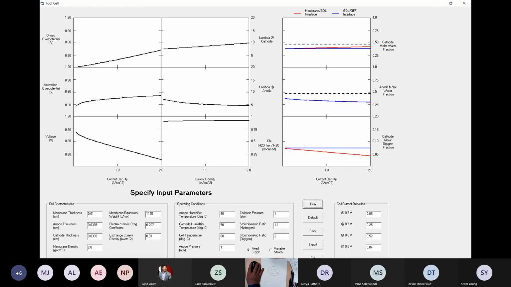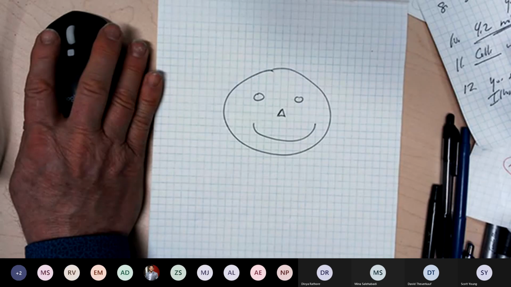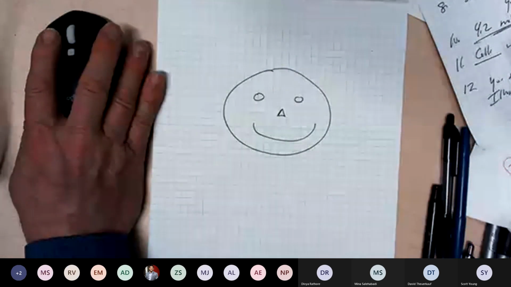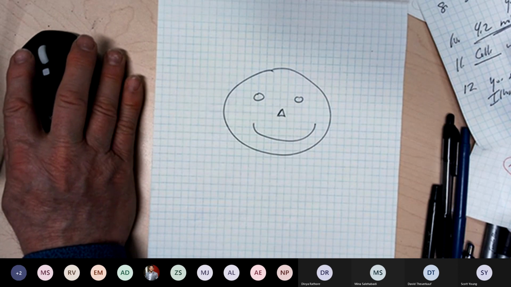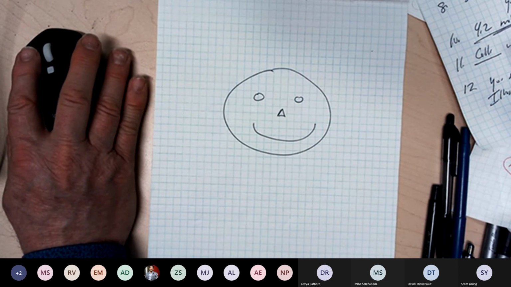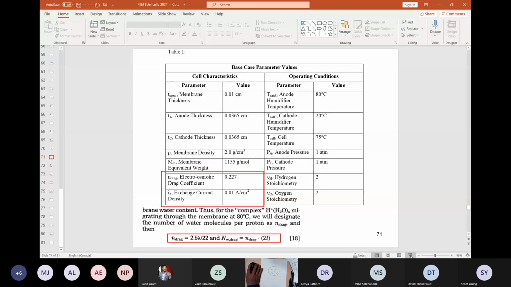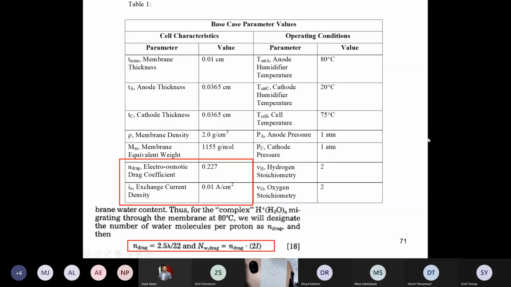Okay, so let's move along. So go back to the PowerPoint now. So I'll stop sharing. And then I'll share the PowerPoint again, which I think is here. Yeah. Okay.